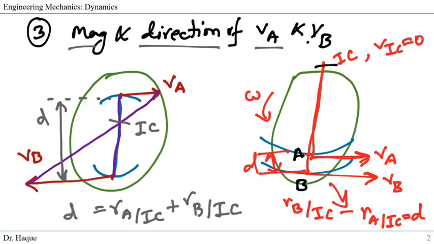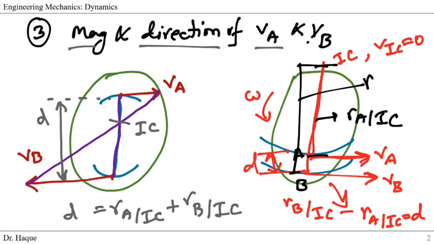And the arm from here to point A is the RAIC, and from this point to point B is the RBIC, and we can find these the same way. RBIC equals VB over omega, and RAIC is VA over omega. So these are the three ways to find IC.